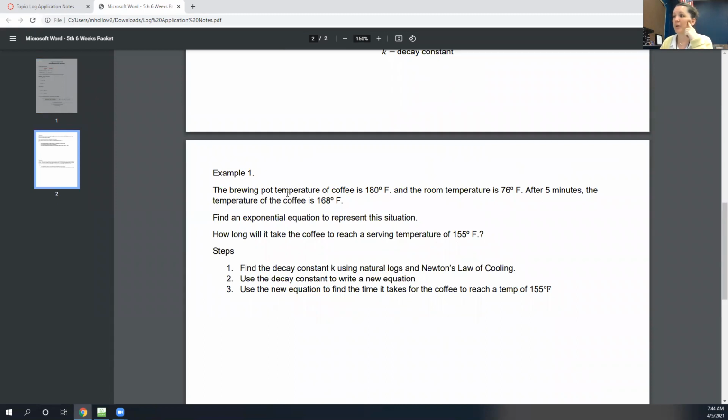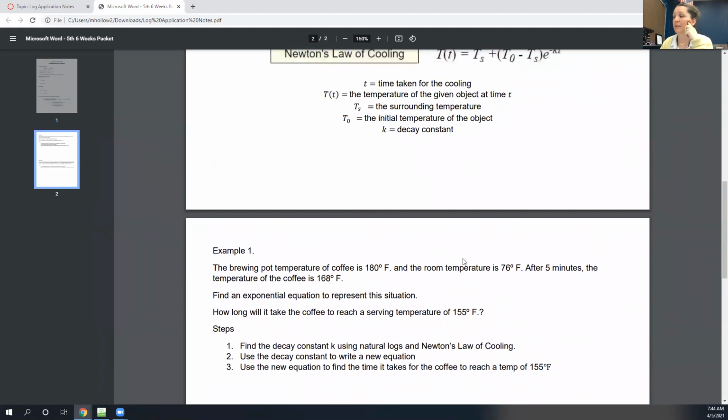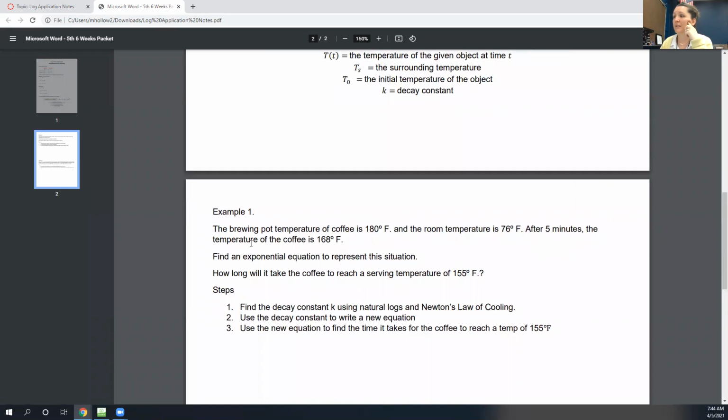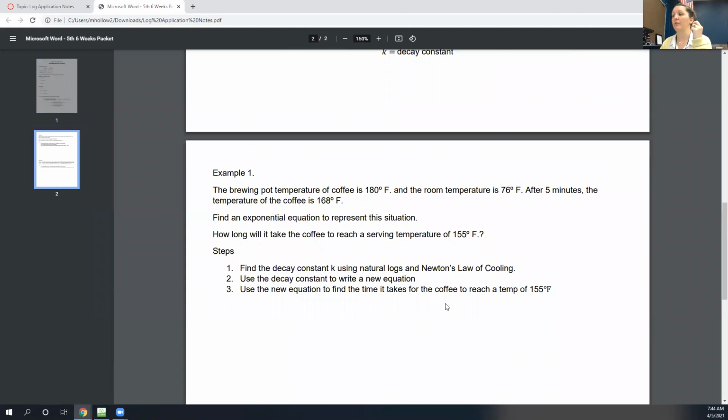We have a brewing pot temperature of coffee of 180 degrees. So it's starting out at 180 degrees, and the room temperature is 76. After 5 minutes, the temperature of the coffee is 168 degrees. So find an exponential equation to represent this situation. And then we're going to answer this question: how long will it take the coffee to reach a serving temperature of 155? Here are our steps.